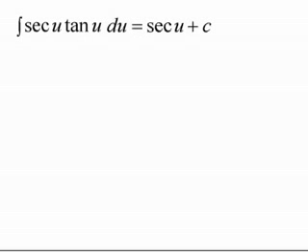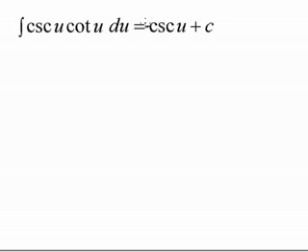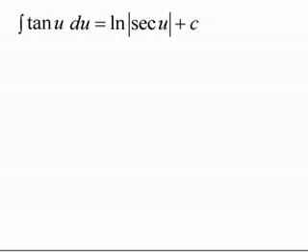The integral of secant u tangent u du is secant u plus a constant. The integral of cosecant u cotangent u du is negative cosecant u plus a constant.